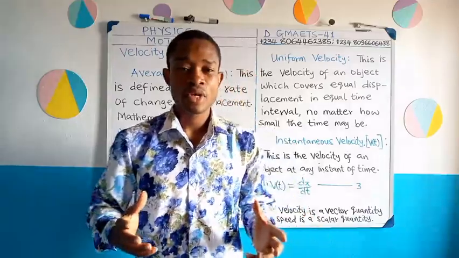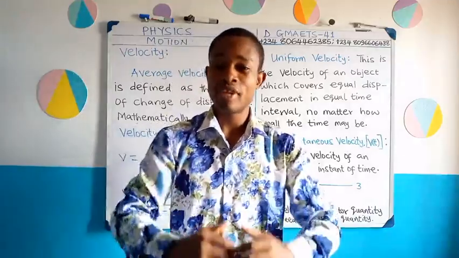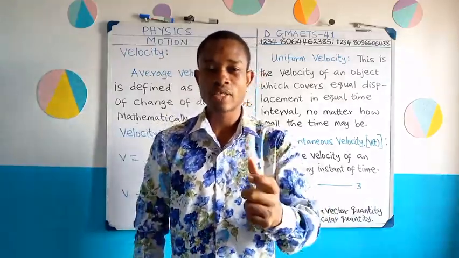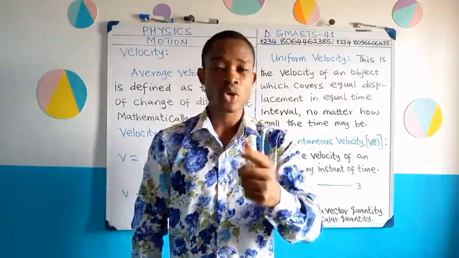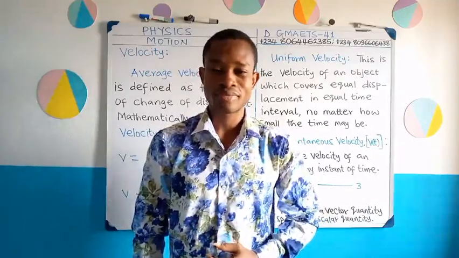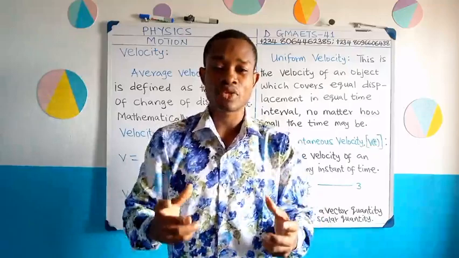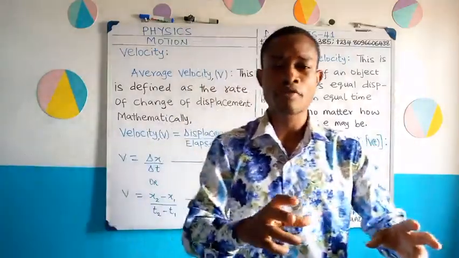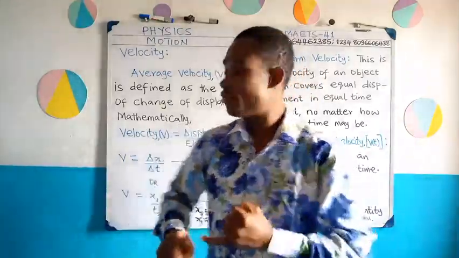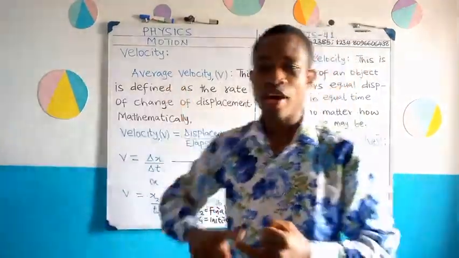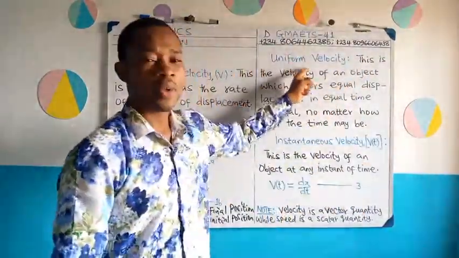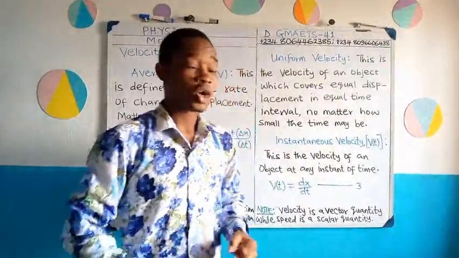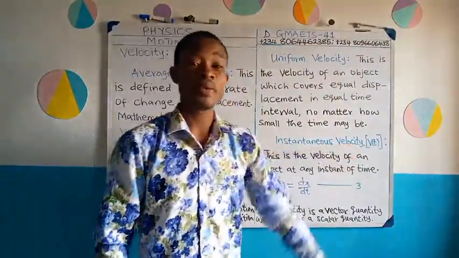In this video, I'll be teaching you about velocity, another important quantity of interest when talking about motion. Here we have three definitions on the board. We're going to talk about three forms of velocity: the average velocity, the uniform velocity, and another velocity called the instantaneous velocity.